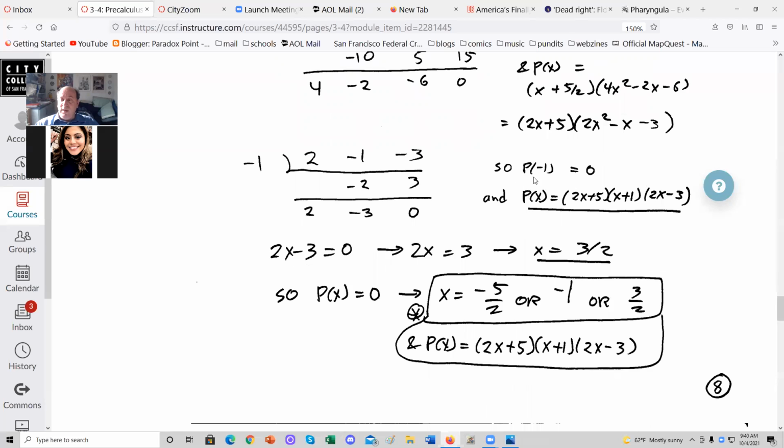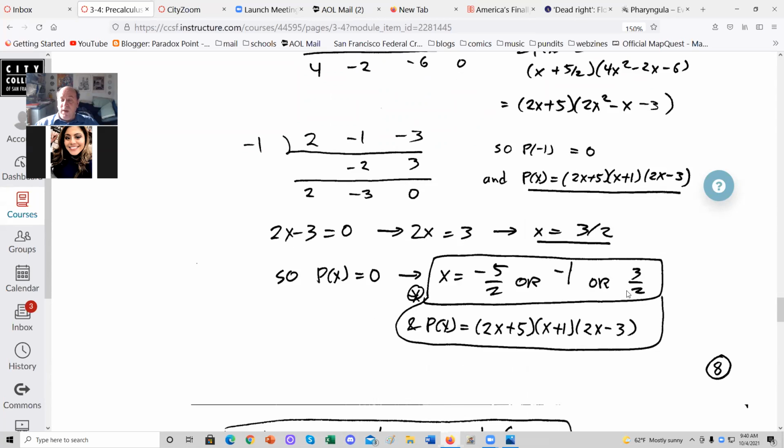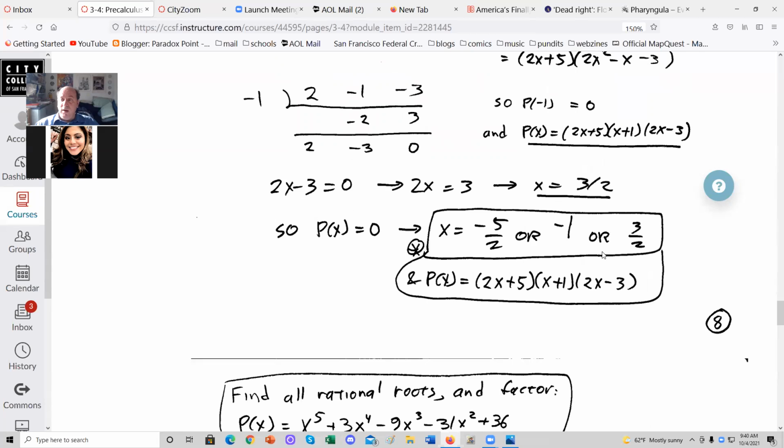Now, if this is the full factorization of P of x, then zeros are when this is 0 at negative 5 halves, or this is 0 at negative 1, or when this is 0. 2x minus 3 is 0 means 2x is 3, and x is 3 halves. So we have all 3 roots: negative 5 halves, negative 1, and 3 halves. And P of x is, like here, 2x plus 5 times x plus 1 times 2x minus 3, and these are the solutions.